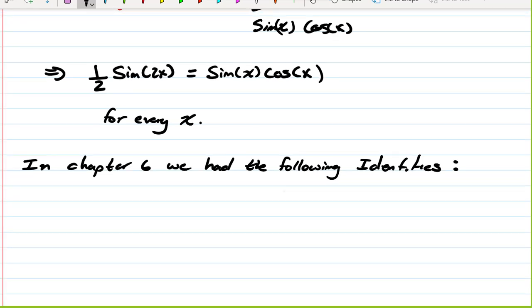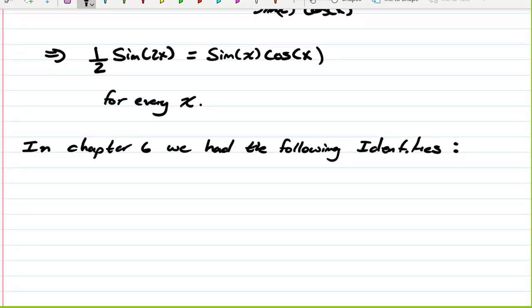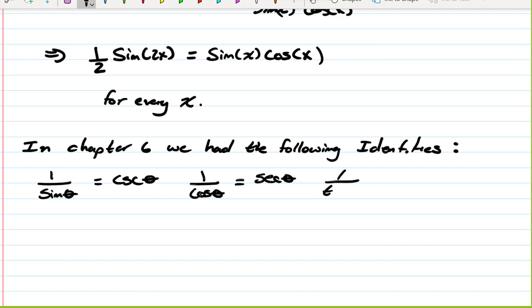So the first group that we came across in chapter 6 were the reciprocal identities. So we had that 1 over sine theta is the same as the cosecant of theta. We have 1 over the cosine of theta is equal to the secant of theta. And we had 1 over tangent theta is the same as the cotangent of theta.